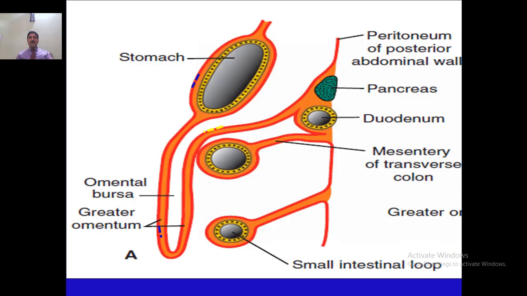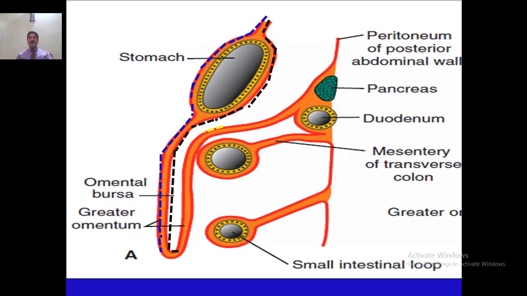Now in this diagram, the disposition of the greater omentum has been made very simple. So we know that the stomach is attached to the liver by means of the lesser omentum. The lesser omentum is basically a double-layered fold of the peritoneum. After attaching to the lesser curvature of the stomach, what happens? The anterior layer of this lesser omentum passes anterior to the stomach, as shown by this blue dotted line, and the posterior layer passes posterior to the stomach.